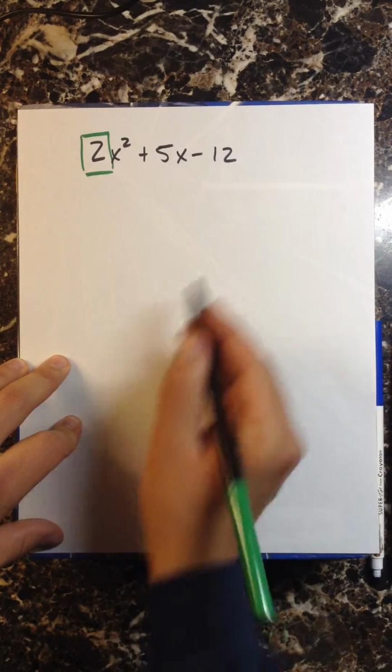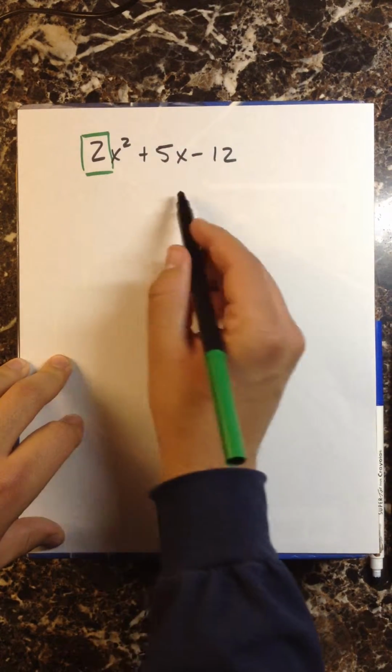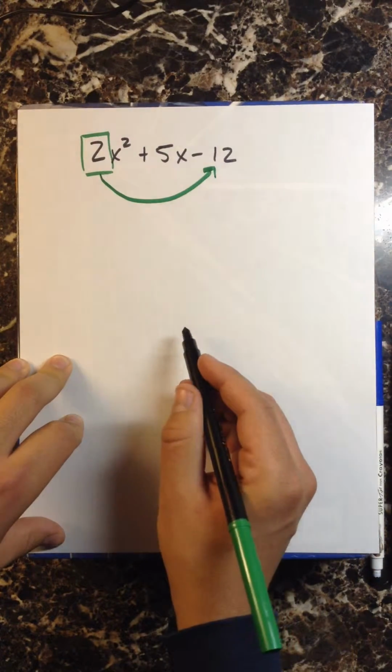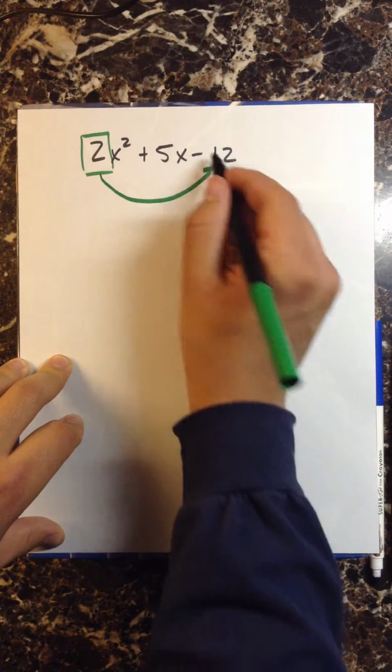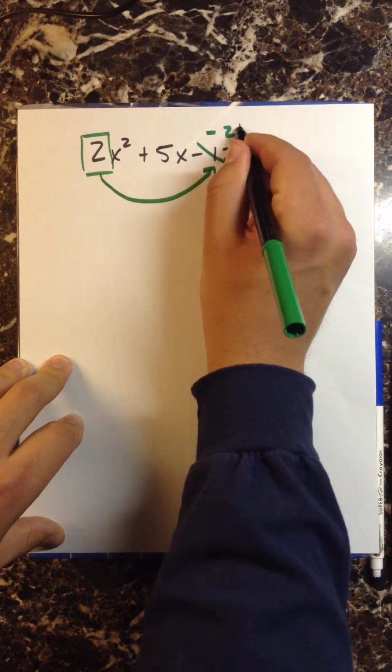So what we'll do is we will take our leading coefficient, and we don't want to multiply it by the whole trinomial, but we do want to take that guy and multiply it by our constant on the end. So now negative 12, when it's multiplied by 2, will now be a negative 24.